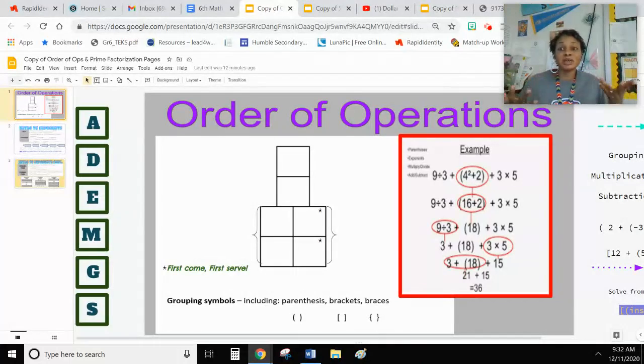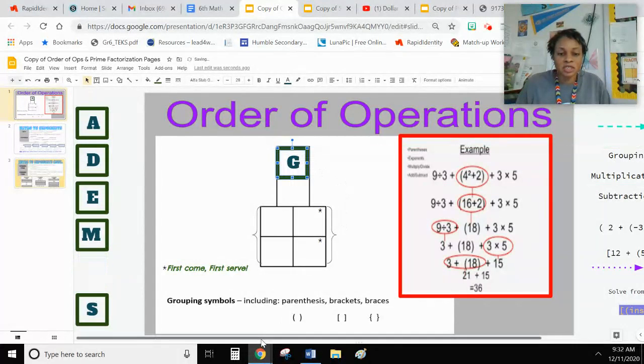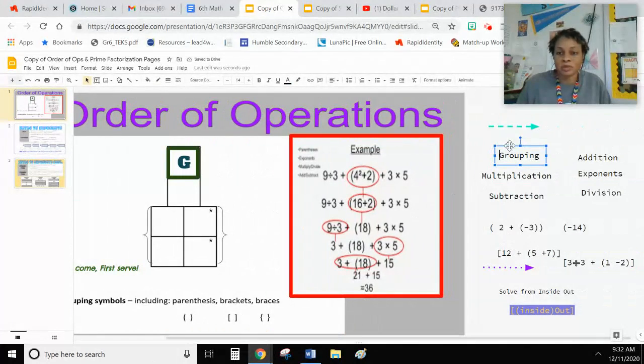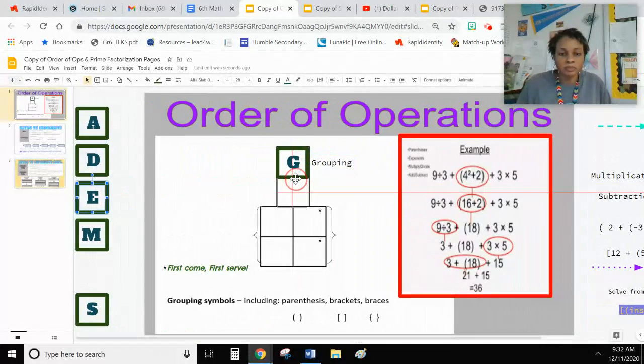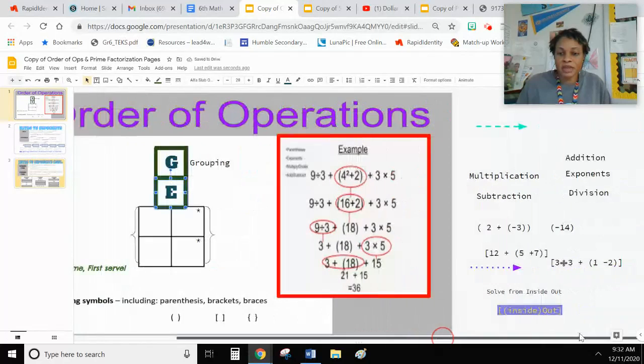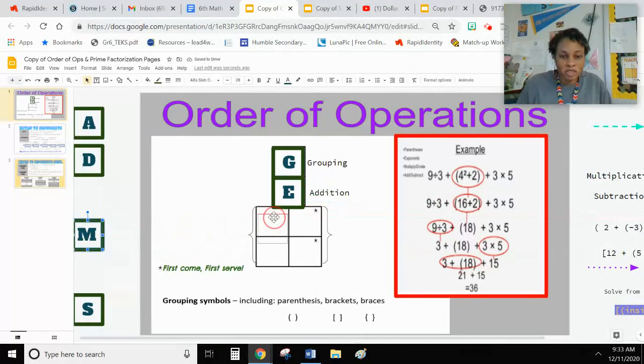We're going to talk about GEMDAS because as you get older and we're moving more and more into algebra, we're going to have different grouping symbols besides just parentheses. So we're going to start with our G at the top, and our G stands for grouping symbols. Then followed by the G, we have our E, and our E is for exponents. Then we have multiplication is the next step, and then division.